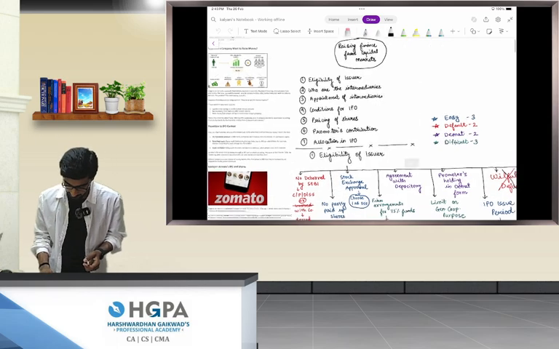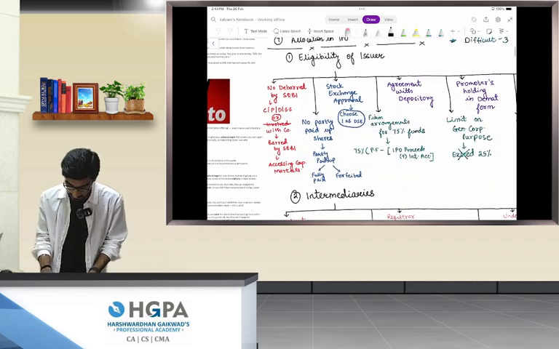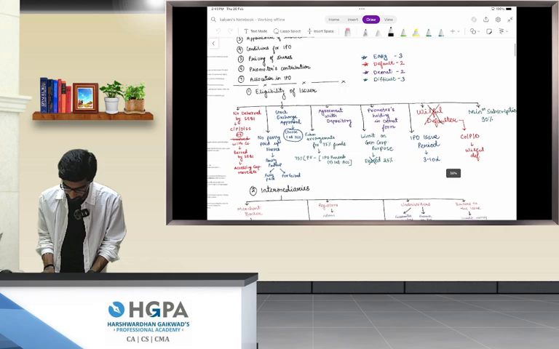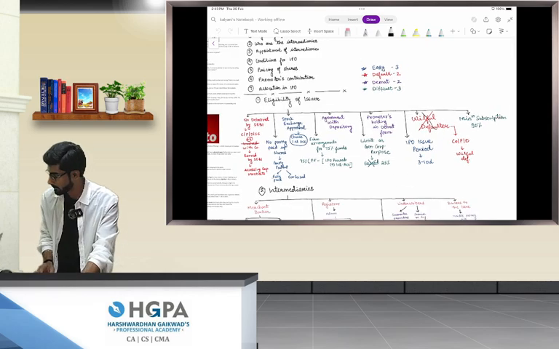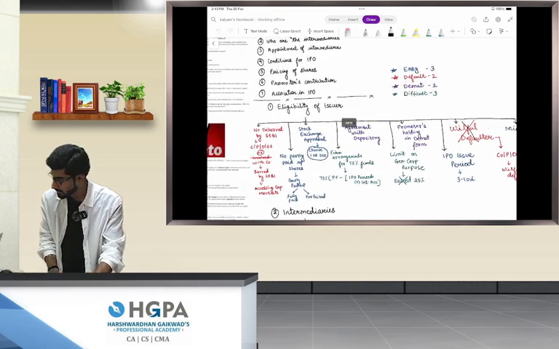Alright people, this is the mind map. I hope you are able to see it.